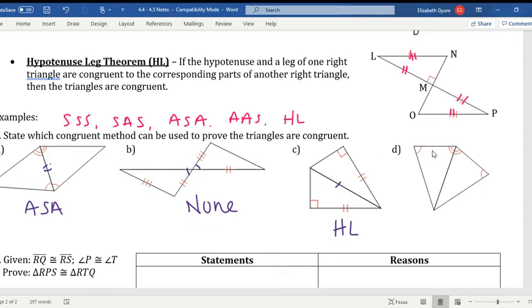And then what about for D? Someone besides Ella. No offense, Ella. Julia? Angle, angle, side. Good. Yep, because you have your shared side. Good. How do we feel about those?